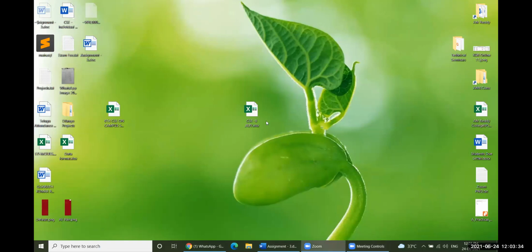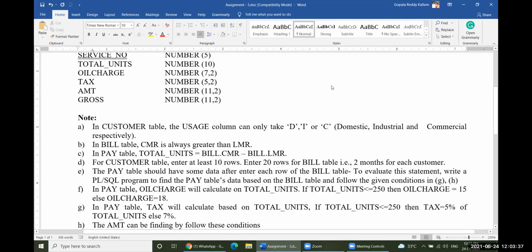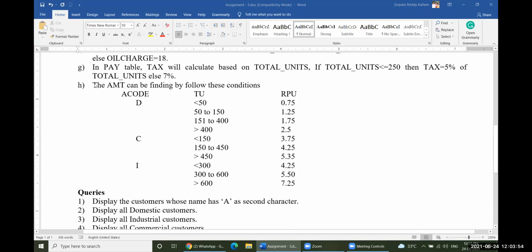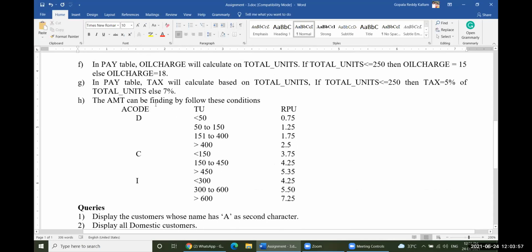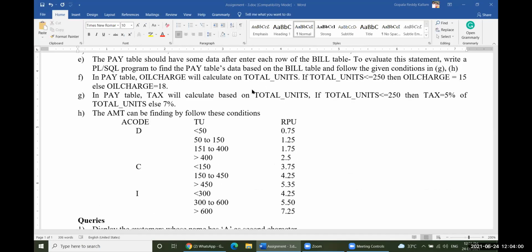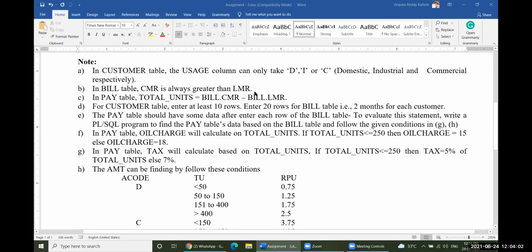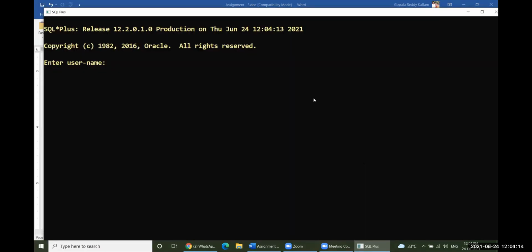Yesterday we completed this problem up to some extent. The writing of the trigger has been completed. We have written this complete trigger, and I promised you that I would enter some number of rows: 10 rows per customer and 20 rows per bill. Everything will be completed, so let me show you.